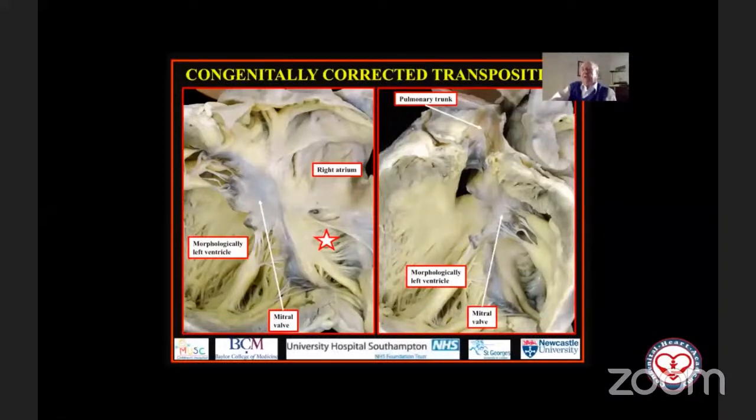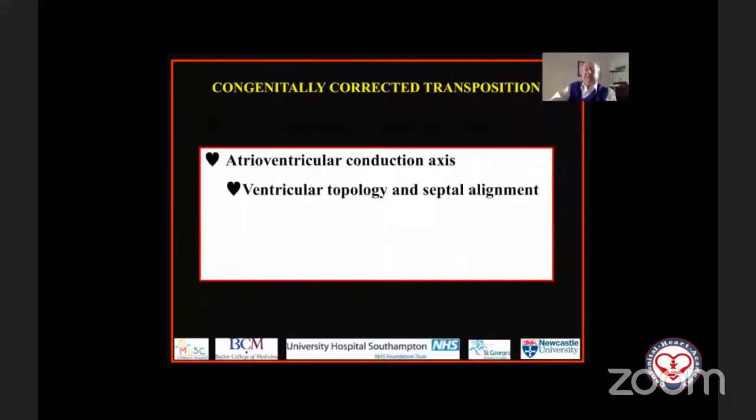And I'm going to come back to this heart very shortly to discuss with you the conduction tissue in this setting. So we must move on now and discuss what is happening with the atrioventricular conduction axis, because we know that conduction problems are a further bad feature of congenitally corrected transposition. To understand the arrangement of the conduction axis, we have to take into account two features. One of these is ventricular topology, but also important is the alignment between the atrial and ventricular septal structures.